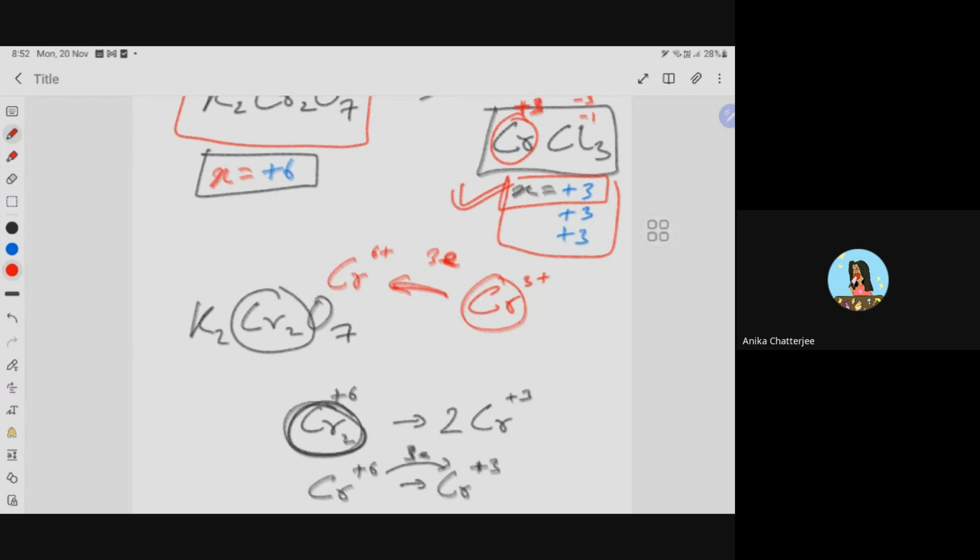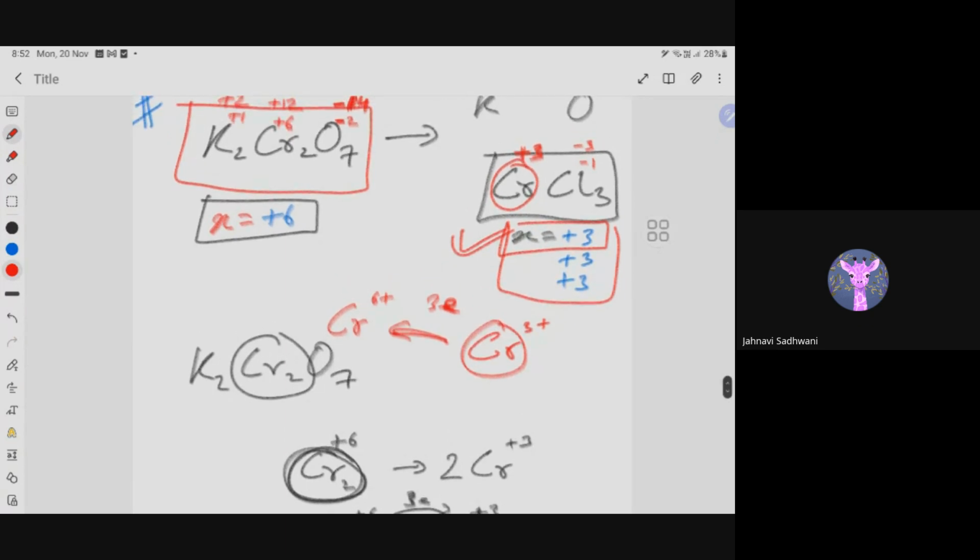Is that clear? So could you explain the first one again? Yeah. The worst part in writing on a tab is I can't show you from where to where I'm showing. Whether I see this reaction from here to there or there to here, it's clear that one Cr atom is exchanging 3 electrons, either gaining or losing 3 electrons, right?